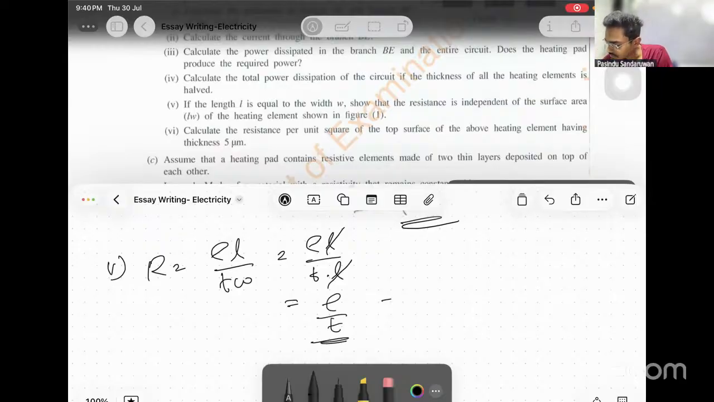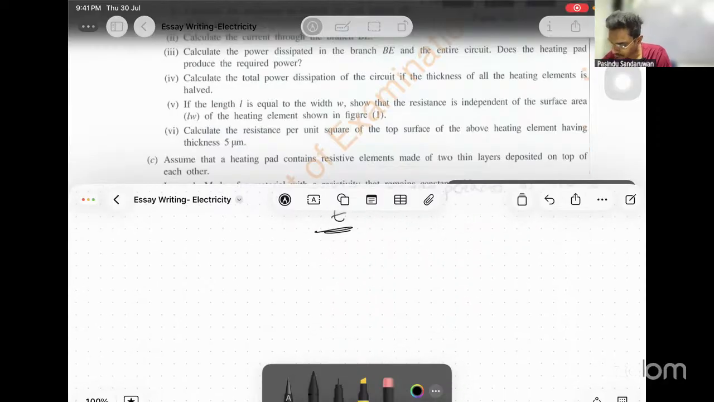This is independent of LW. So we have shown it.